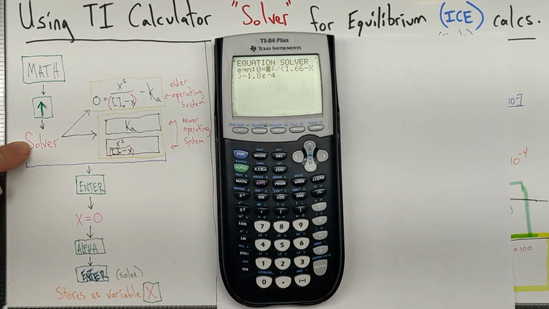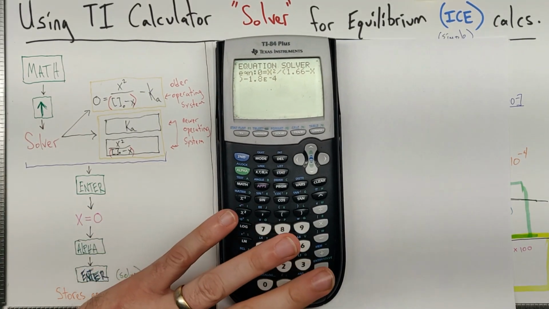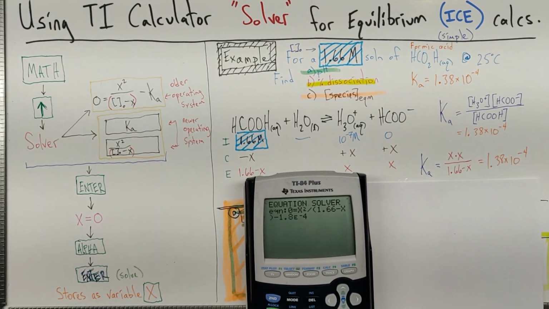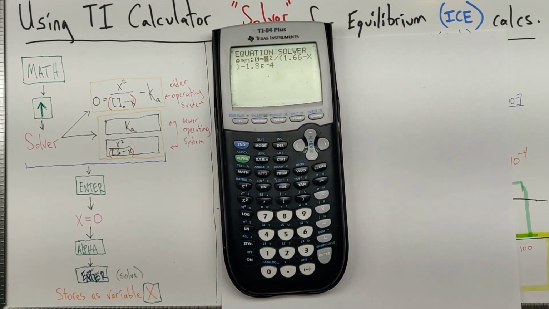So in the actual ICE problems, I do want to mention, generally you'll have them solved so that you have your K value equals that expression. And so there'll be a little rearranging involved.